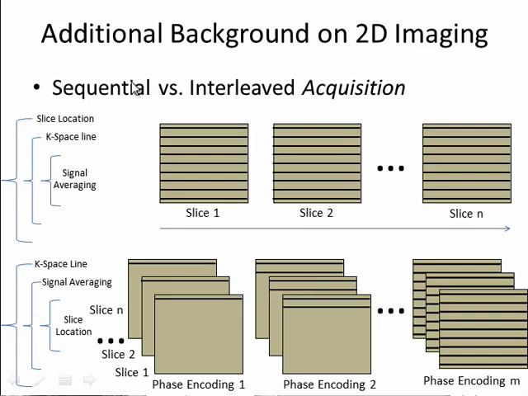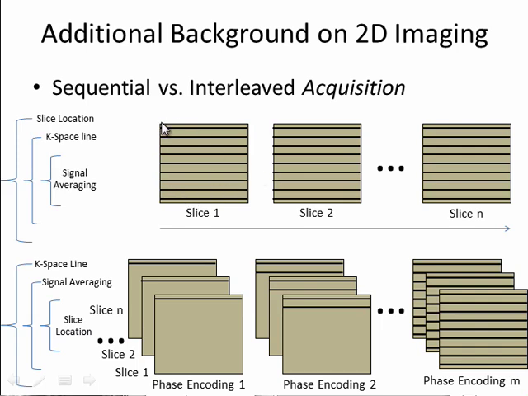Before we get into that, though, I want to discuss a little bit more about 2D imaging in general, the so-called sequential versus interleaved acquisition. In this top figure, what I'm showing on the left is the acquisition order for a sequential acquisition.